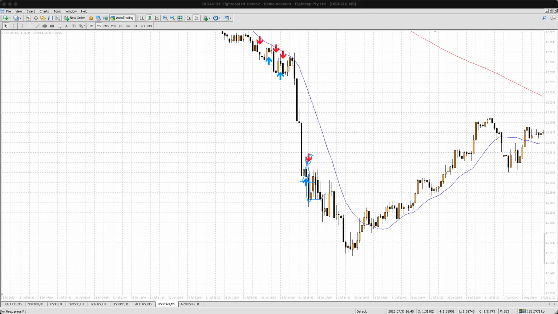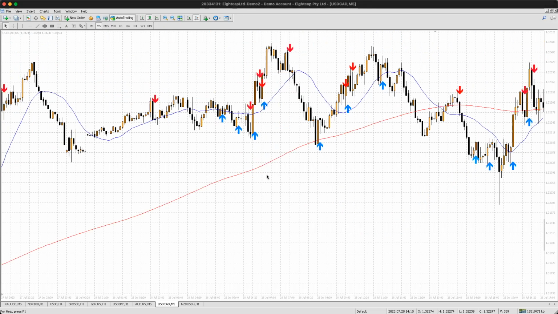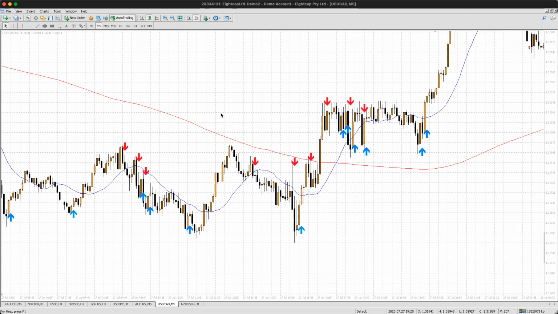So you could have entered here, stop above the swing high, and take profit at your 1 to 2. You go halfway down, take partial profit, stop on break even. And if it doesn't reach your target right there, you could actually get stopped out eventually on break even. All right. So as long as you're following your rules, guys, no matter what indicator you're using.